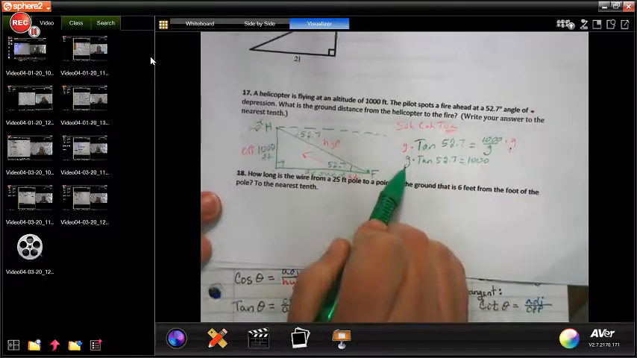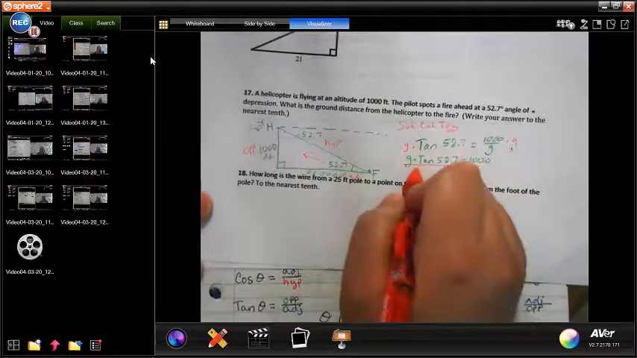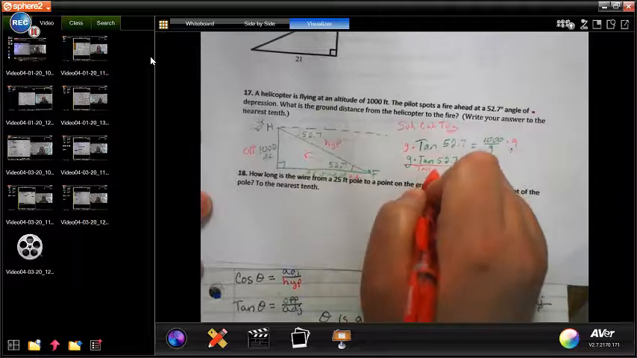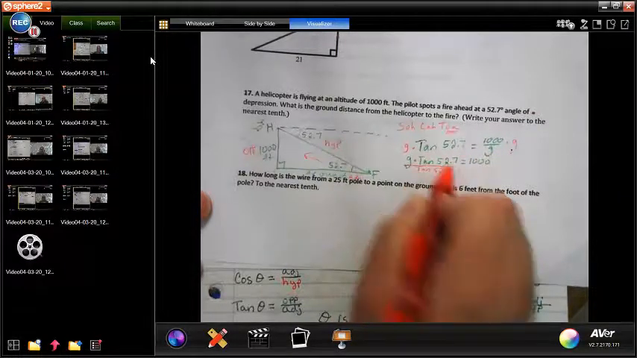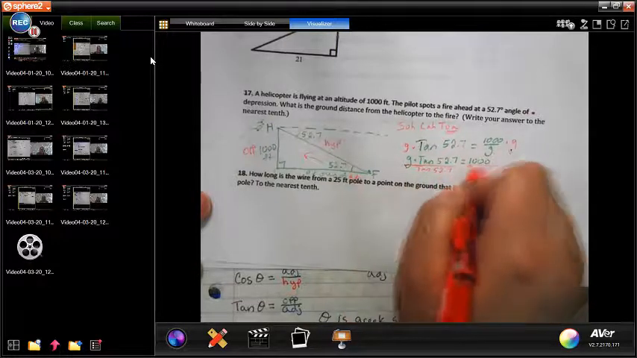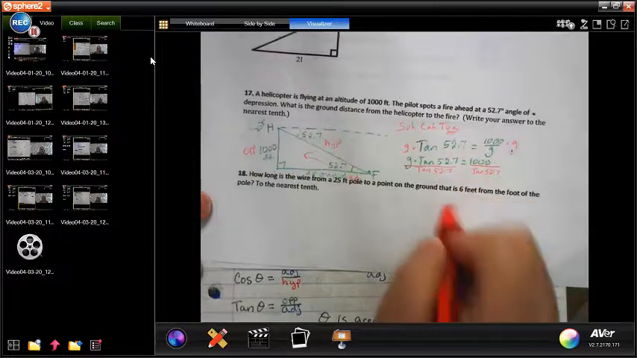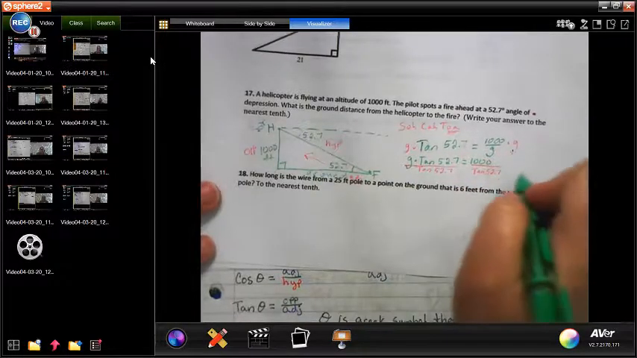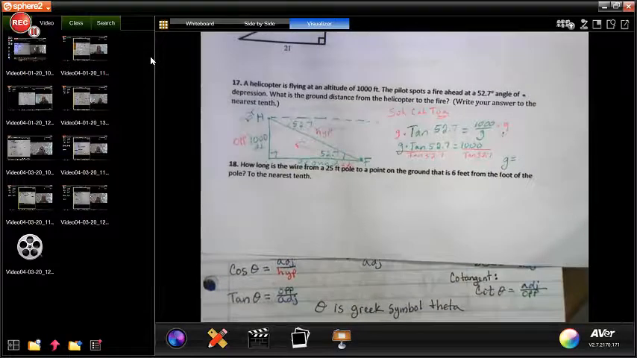We still need to get the G alone, so we would divide by the whole tangent, not just the word tangent, but tangent of 52.7, because that tangent is not separate and that 52.7 is not separate. They go together. So now we can figure out what G equals. We need to put it in the calculator.